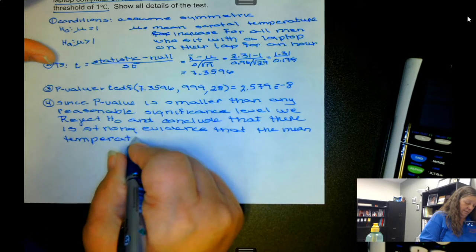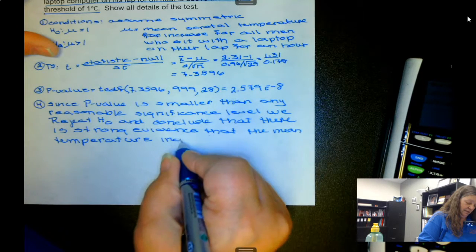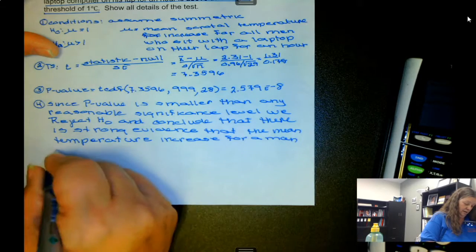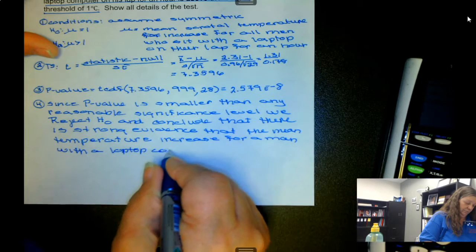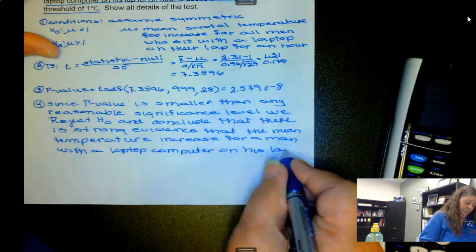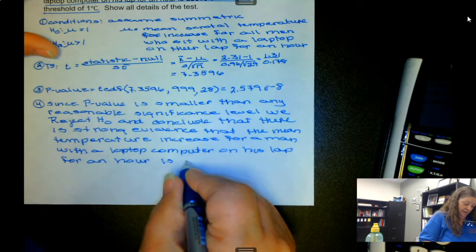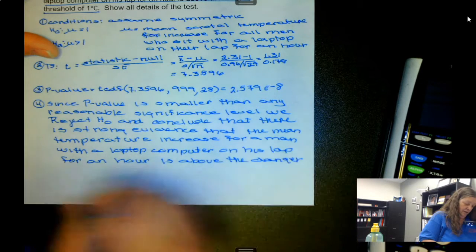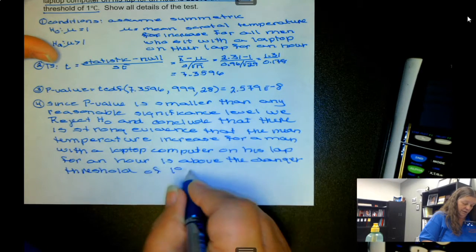again going back to the problem and copying what the problem says, the mean temperature increase for a man with a laptop computer on his lap for an hour is above the danger threshold of 1 degree Celsius.